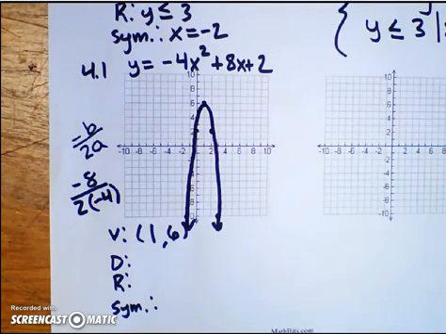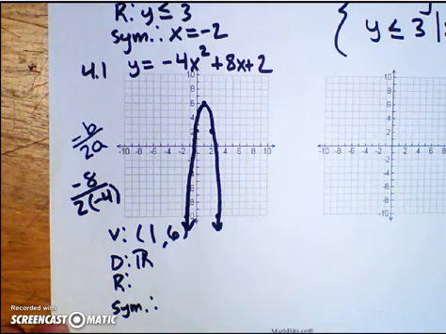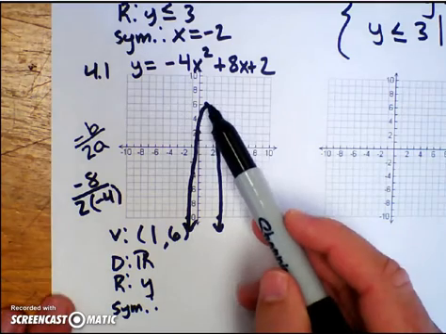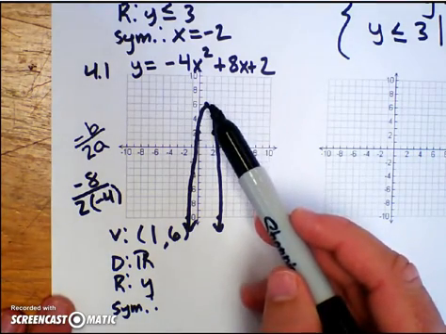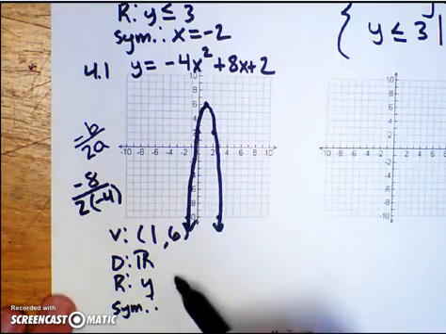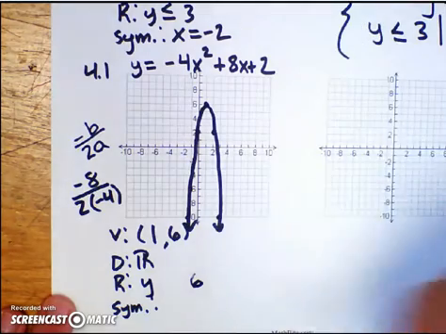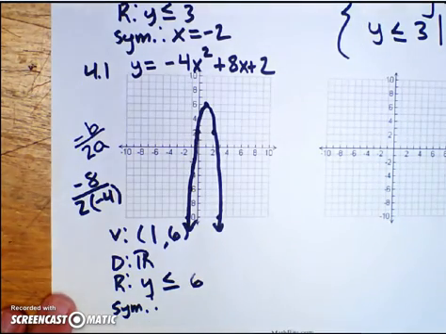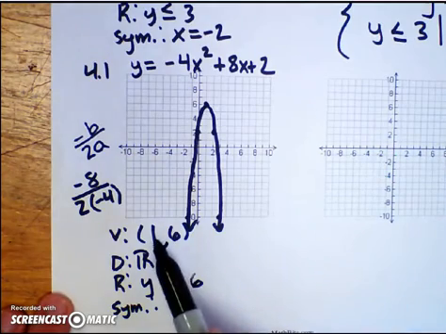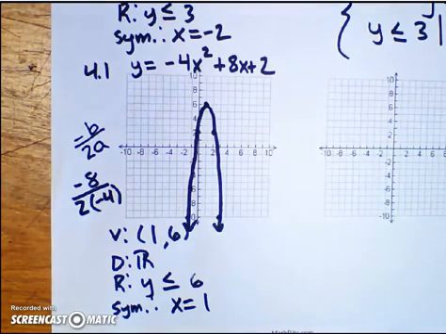And then make a little note somewhere that the domain for these are always all real. That's not going to change. Your range, just like your absolute value graph, depends on this vertex. This vertex is located at a y value of 6. So it's all values less than, because it's below that graph, less than or equal to 6. And your axis of symmetry is x equals that 1 value. It's whatever splits that graph directly in half.